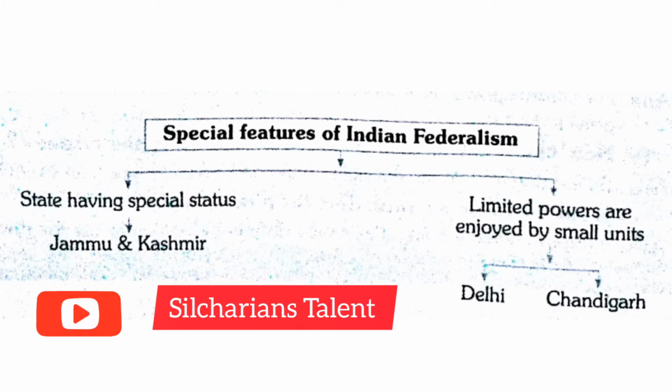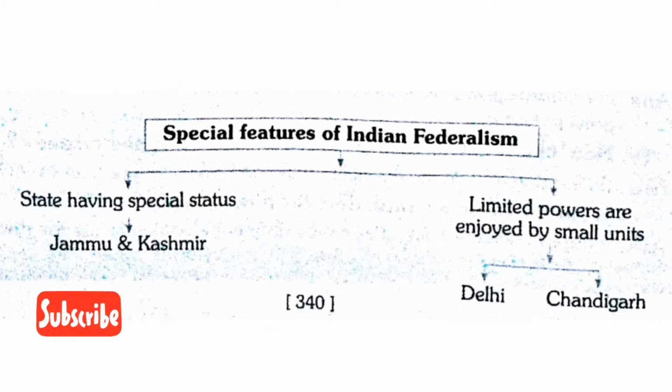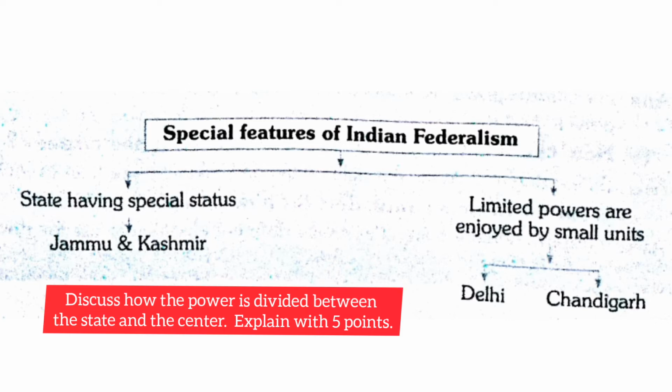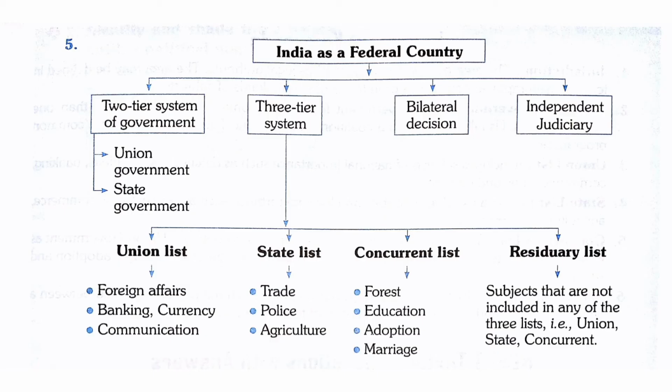So for the topic which we had just finished, you can take down a question. The question is, discuss how the power is divided between the state and the center. Explain with 5 points. After the special features of Indian federalism, our next topic is what makes India a federal country, or as you can see in your display, India as a federal country.